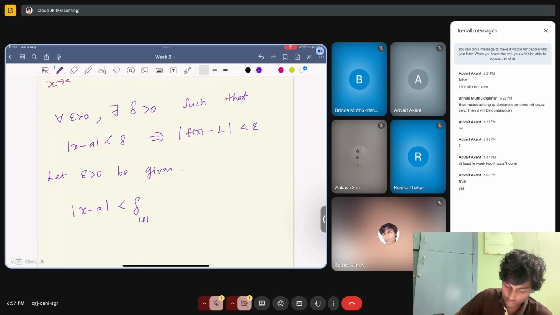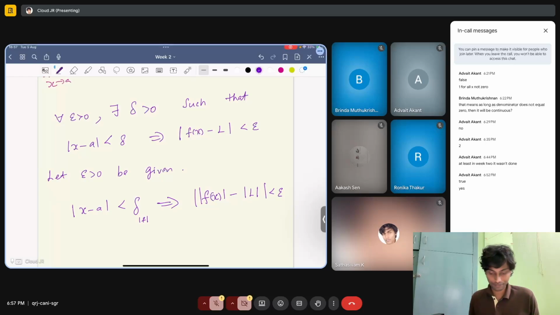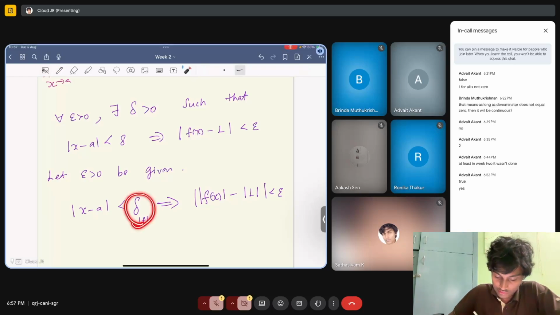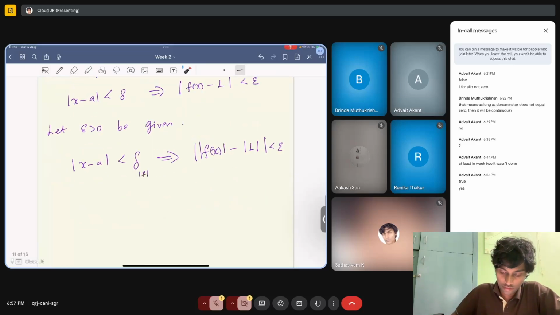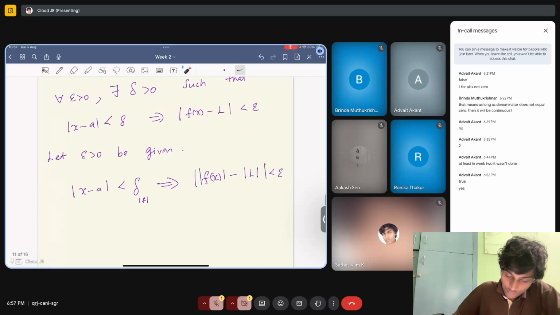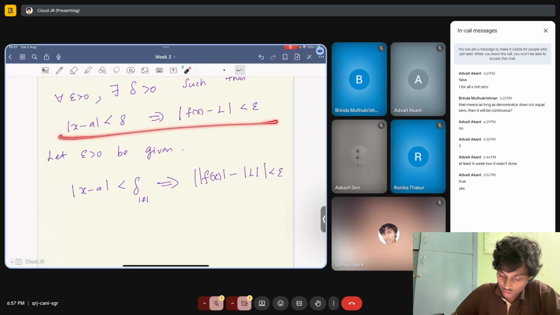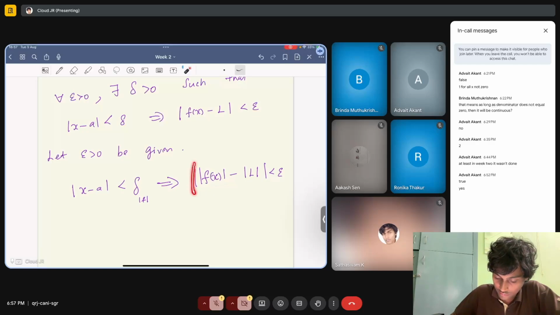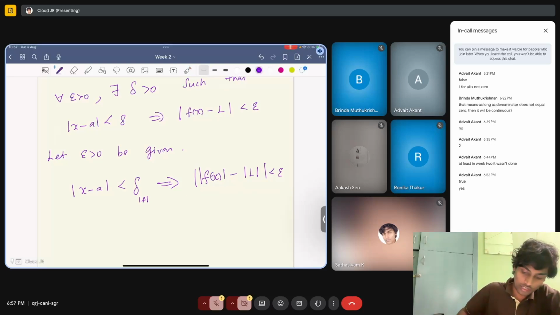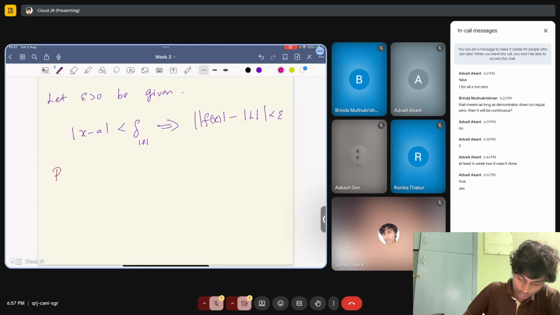So whenever this holds, I have to say modulus of f of x minus modulus of L is less than epsilon. Okay, so this is what I want to say. Now my aim is to find this delta. So I just have to say this delta exists such that this holds. So what we know is if I have f of x minus L, then this thing holds. But I'm stuck here with the modulus of f of x minus modulus of L. Here we are going to use something called the reverse triangle inequality.